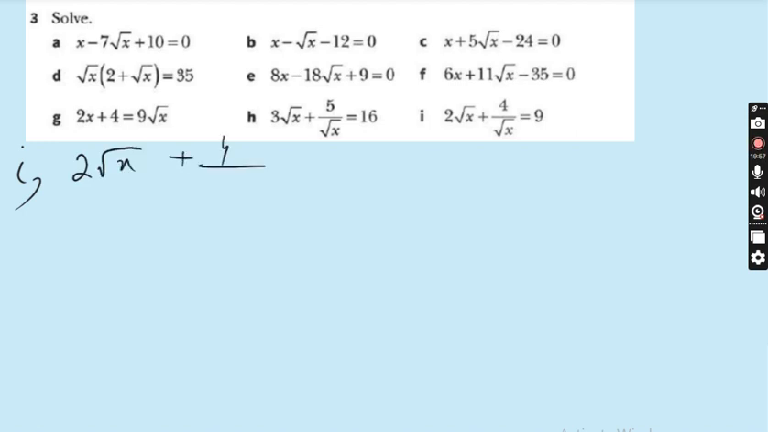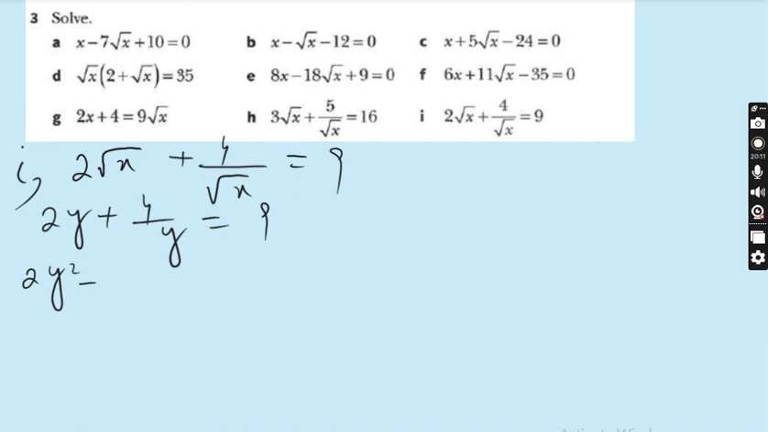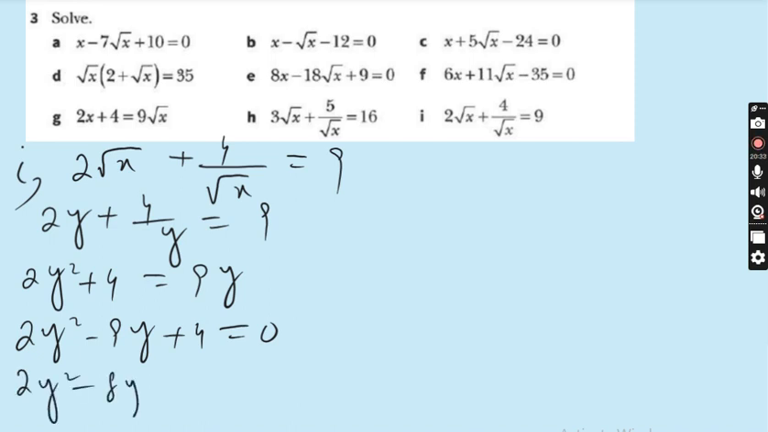2 root x plus 4 upon root x is equal to 9. Let y is equal to root x, so 2y plus 4 upon y is equal to 9. Taking y's LCM, so it is 2y square plus 4 is equal to 9y. 2y square minus 9y plus 4 is equal to 0. 4 2s are 8 and 8 1s are 8, 8 plus 1 is 9. So 2y square minus 8y minus y plus 4 is equal to 0.